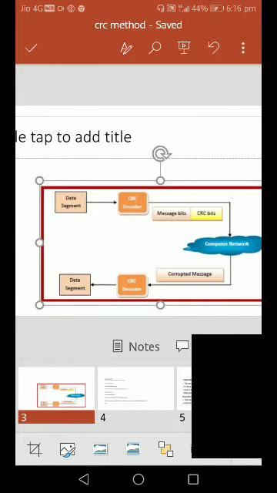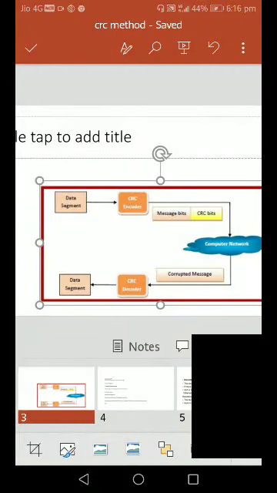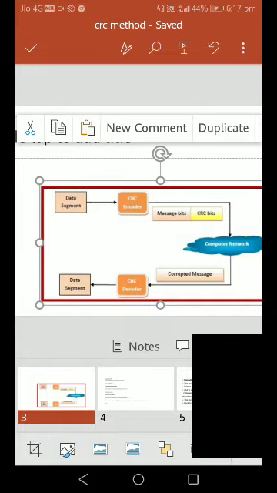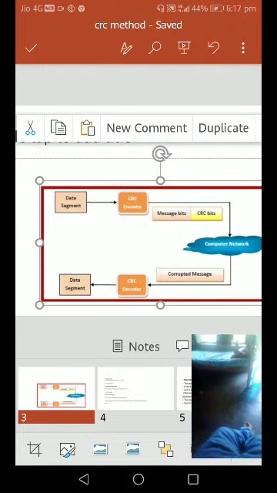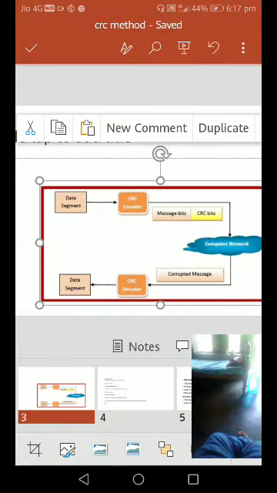Original data plus CRC bit. The CRC bit is added to the code. Then it is transmitted through a cable, and at the receiving end, the collected data is CRC bit plus data segment.